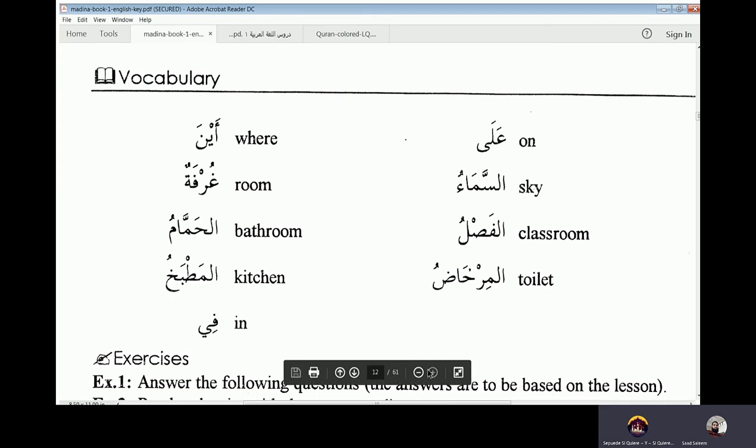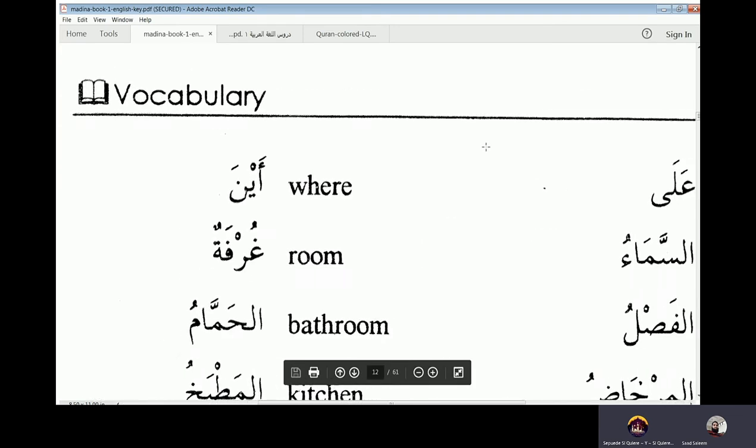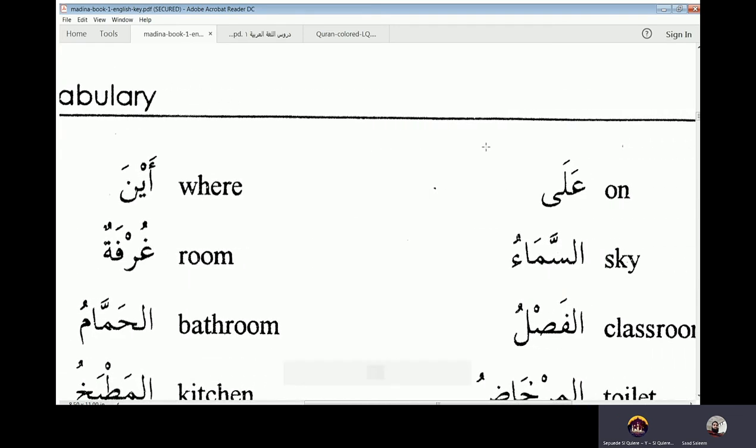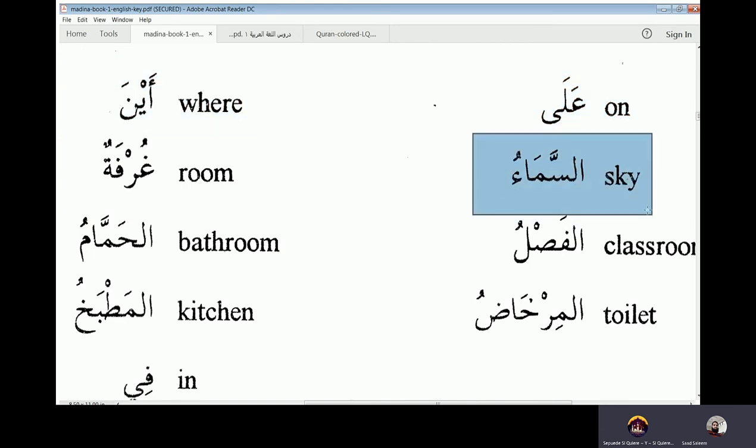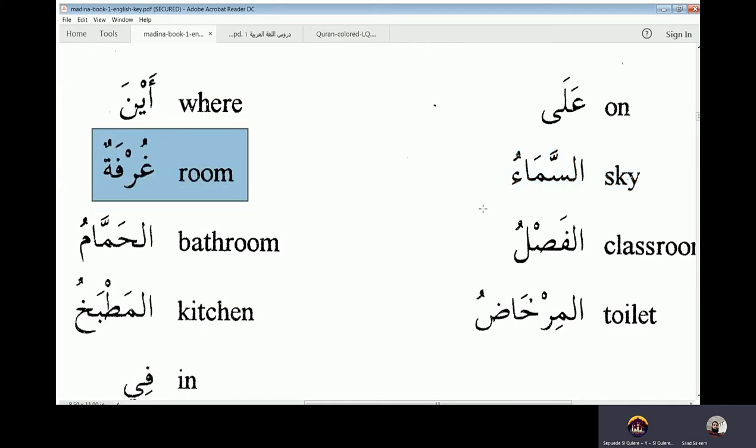Now read the vocabulary. Where? Oh, am I starting from the right? Ala, on. Where, Aina? Sky, Asama'u. Room.